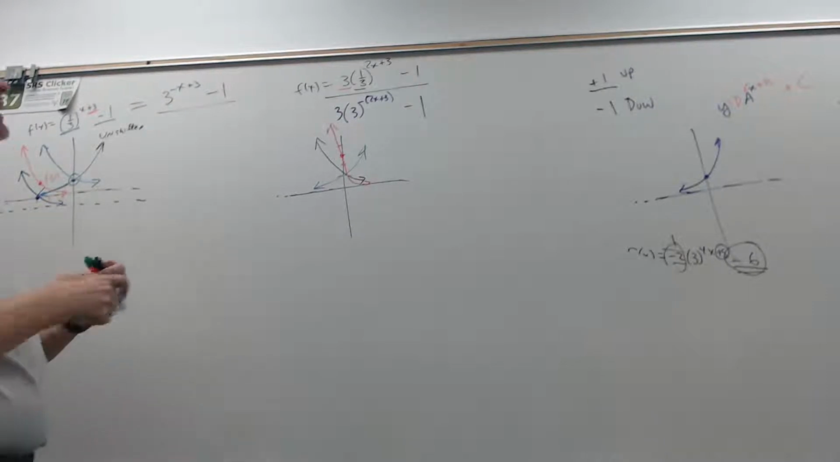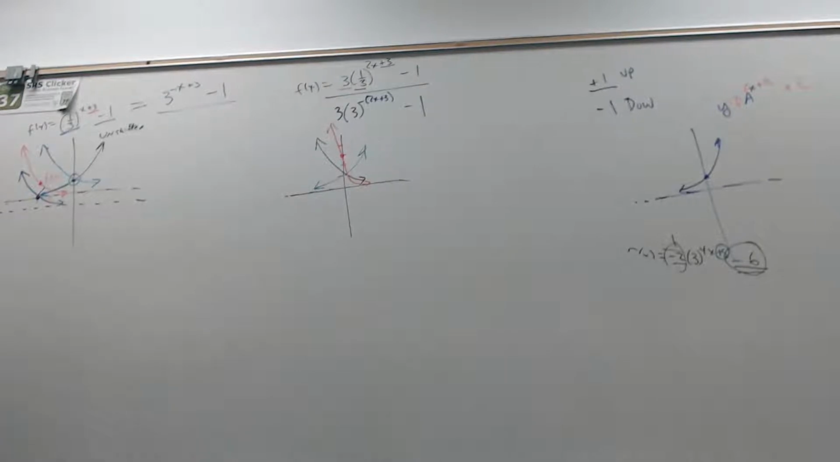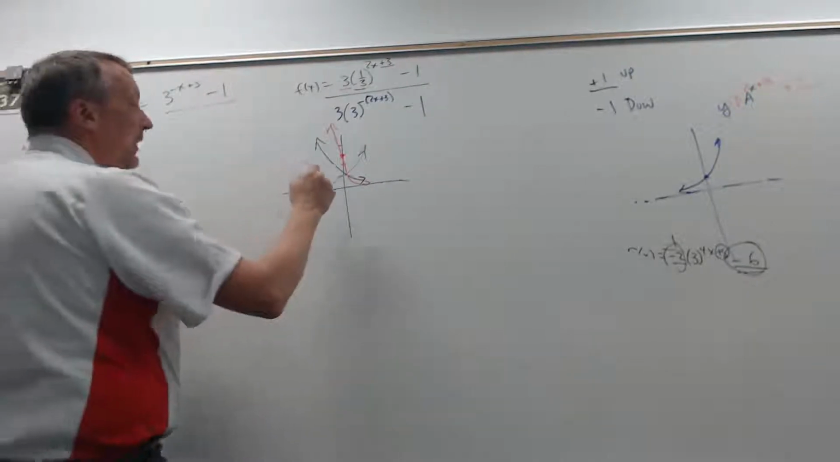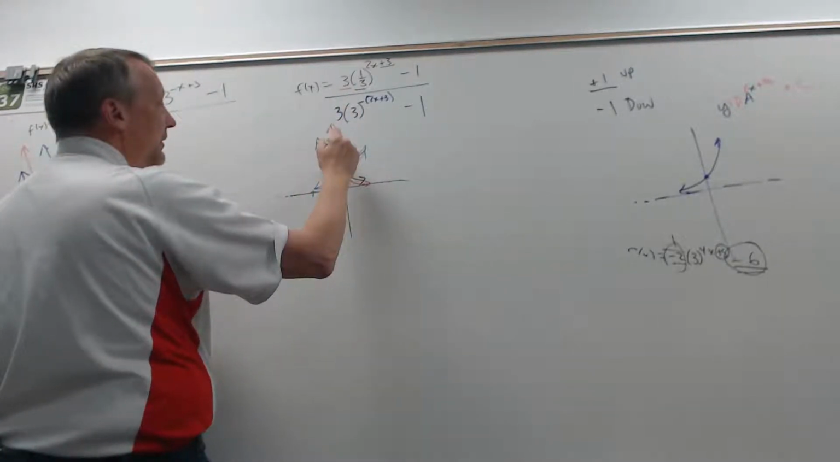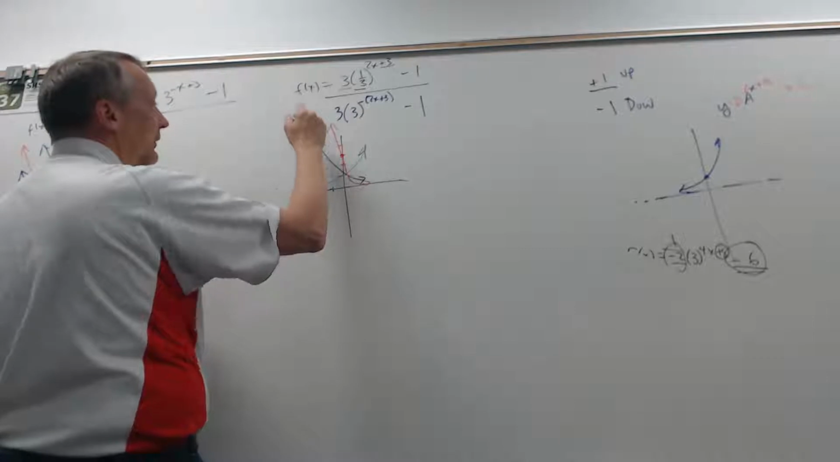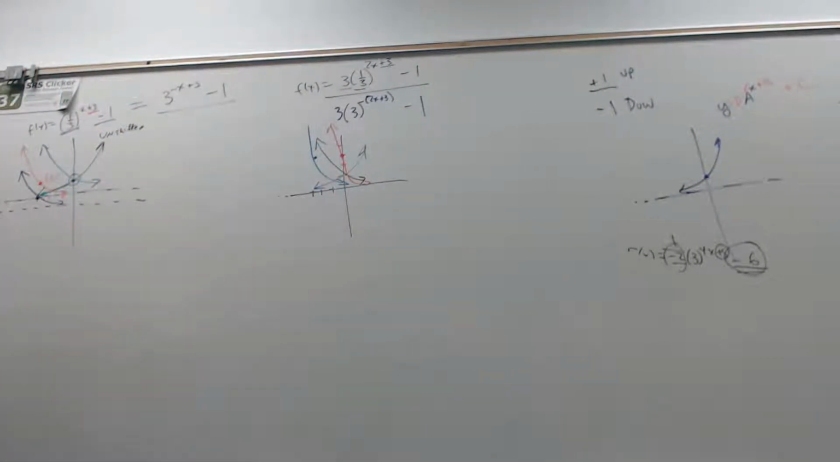Okay. Now, what does the 2? Let's worry about this one first. What does that +3 do to me? The +3 will move you left 3. It's going to move me left 3. 1, 2, 3. So this is now here, right? Same steep graph, something like that. Okay. What does the -1?